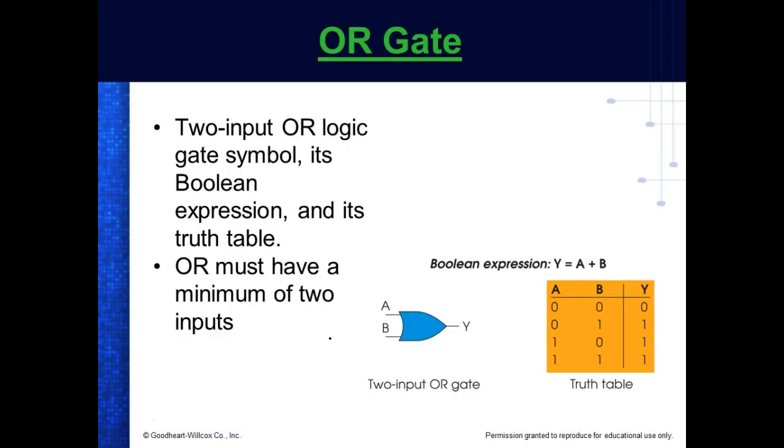What we're going to do here is use the term any. Now notice here, 0, 0, but if B goes to a 1, the output goes to a 1. If A goes to 1, the output goes to 1. If A or B goes to 1, the output goes to 1. This would be the Boolean equation for this.